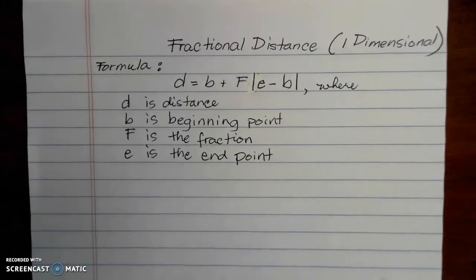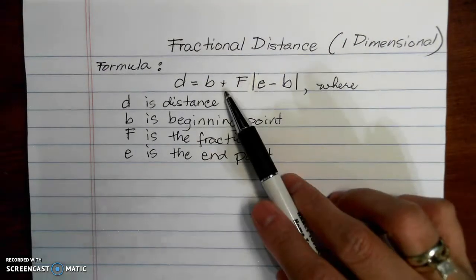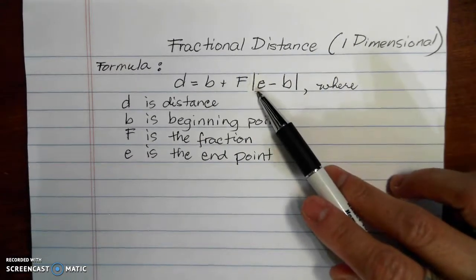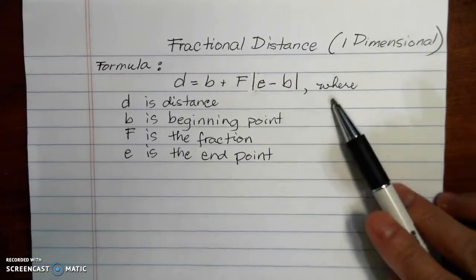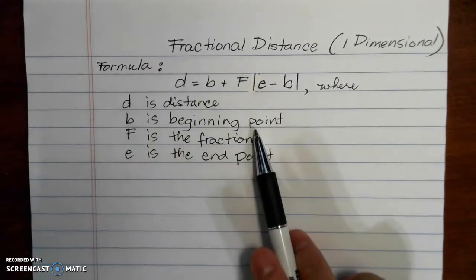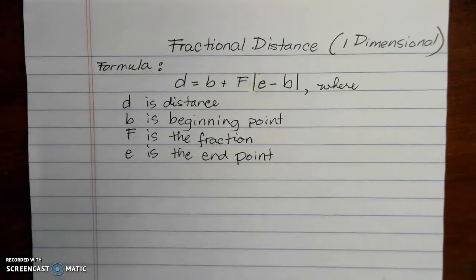Welcome back, everyone. Today we're going to discuss fractional distance in a one-dimensional coordinate system. The formula for this is d equals the beginning point plus the fraction involved in the problem times the absolute value, or the distance, between the endpoint and the beginning point, where d represents the distance, b is the beginning point, f is the fraction involved in the problem, and e is the endpoint.